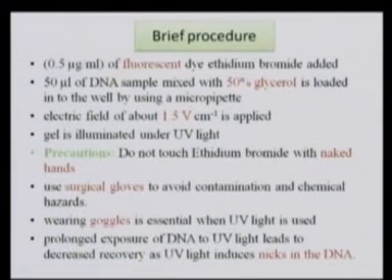Let us see the brief procedure of how to perform agarose gel electrophoresis. Once you prepare the gel, before casting the gel in the casting tray, we add a fluorescent dye, that is ethidium bromide, and then we concentrate the DNA sample by using 50% glycerol, which will enable the DNA sample to be retained inside the wells. One more point to be remembered whenever you are handling agarose electrophoresis: do not touch this ethidium bromide with your naked hands, since ethidium bromide is a carcinogenic agent which may lead to cancer.